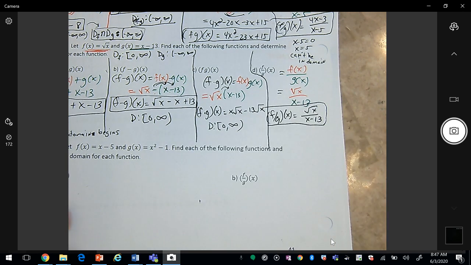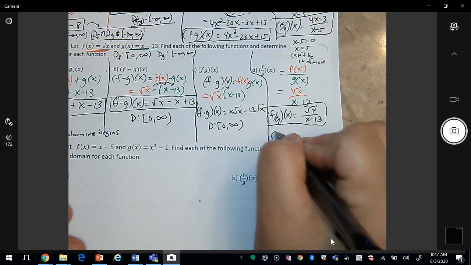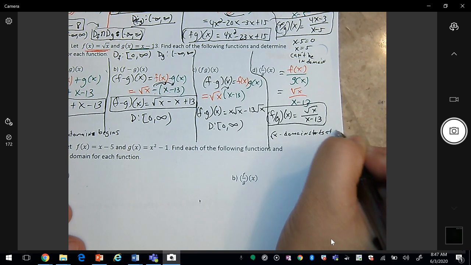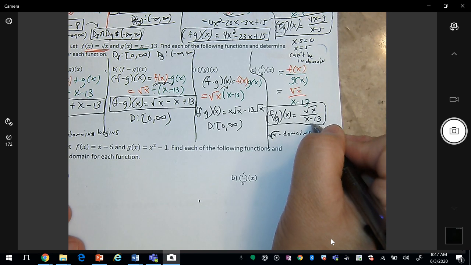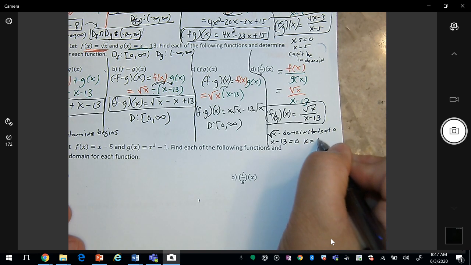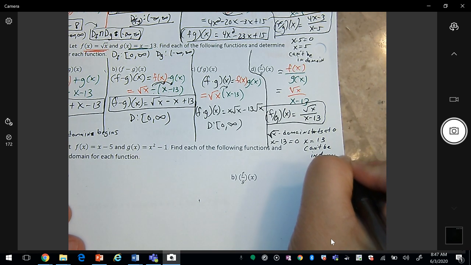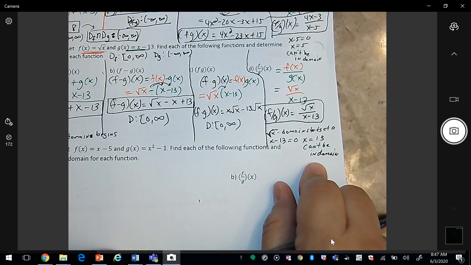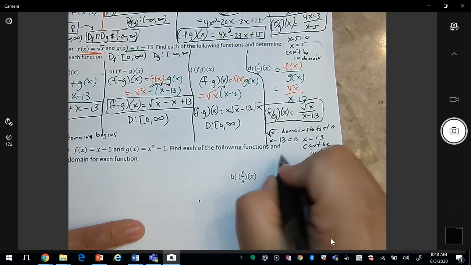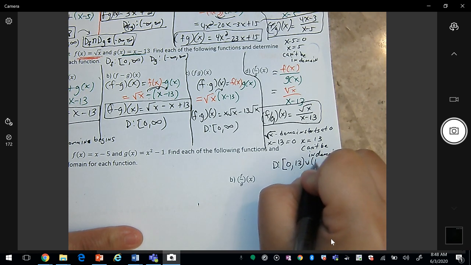So if we look at this problem, do we have a fraction? Yes. So for the square root of x, the domain starts at 0. And then for x minus 13, we have a fraction. So remember we set the denominator equal to 0. So x equal to 13 can't be in the domain. So what this means is that the domain is going to be everything from 0 to infinity with the exception of 13. So we can write that as from 0 to 13, union 13 to infinity.